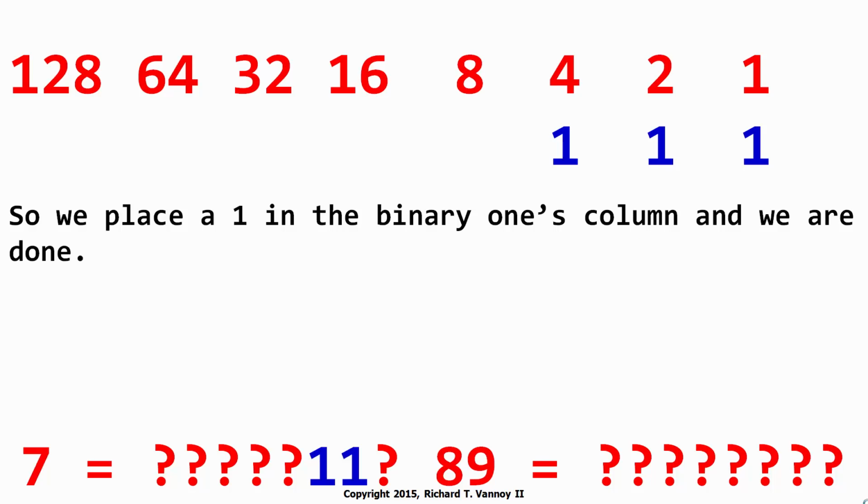And of course, since the far right column is 1, and we have 1 to account for, we can put a 1 in that column, and we're done. So the number 111 in binary is the same quantity as the number 7 in decimal. So we place that last 1 as our last digit in our binary number.